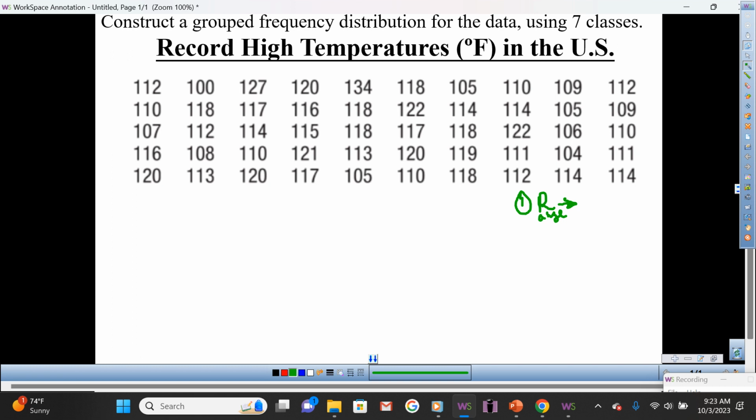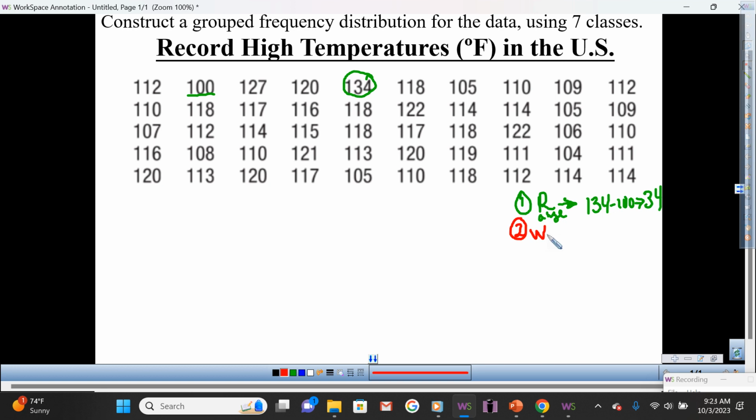All right. Diego, how do we find the range? Yeah, you said you subtract the smallest number from the largest number. What is our largest temperature, or the highest temperature, everyone? 134. So 134 minus, and what's the lowest temperature? 100. So my range is 34. So step one, what do you need to do? Find the range. Step two, and this is going to be new, find the width.